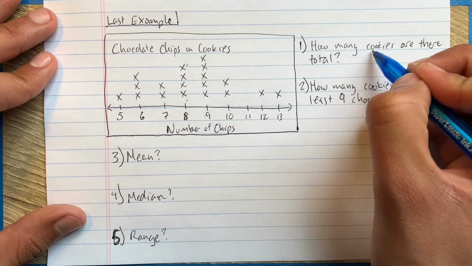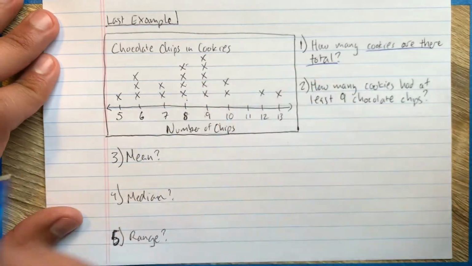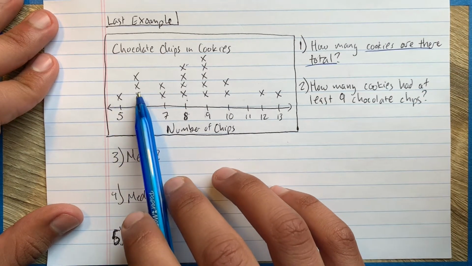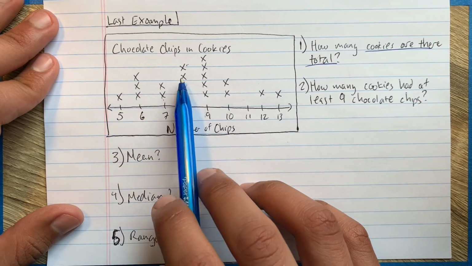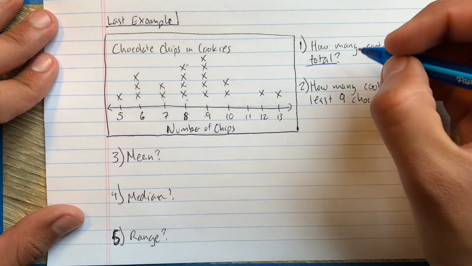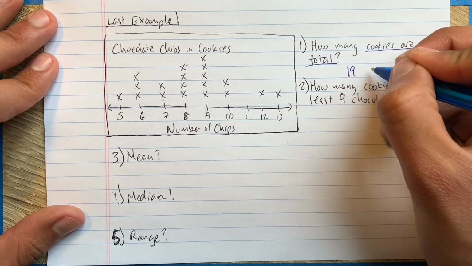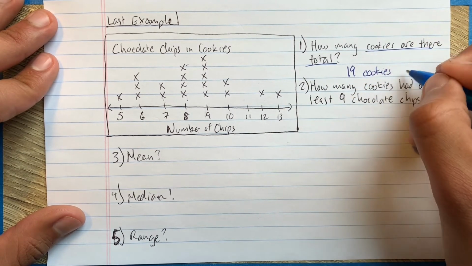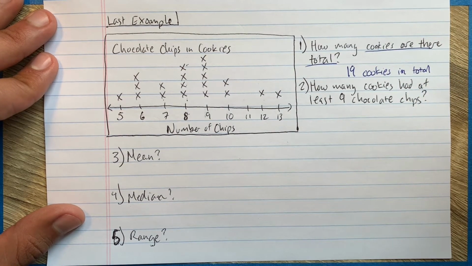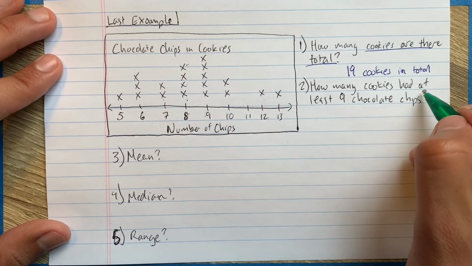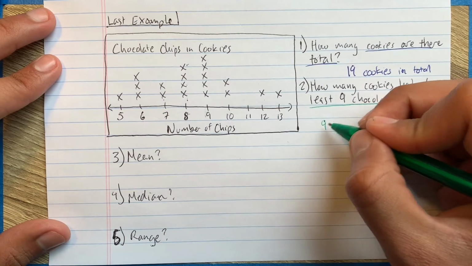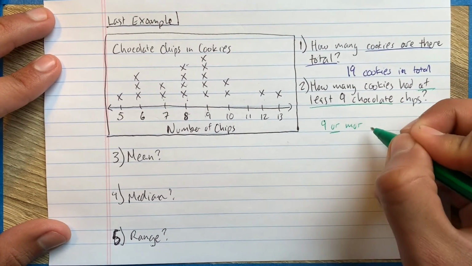My first question is, how many cookies are there in total? And since the x represents the number of cookies, we're just going to count the number of x's. So 1, 2, 3, 4, 5, 6, 7, 8, 9, 10, 11, 12, 13, 14, 15, 16, 17, 18, 19. There are 19 cookies in total. Okay? Question 2 is asking how many cookies had at least 9 chocolate chips. So we want to know the cookies that had 9 or more chips.